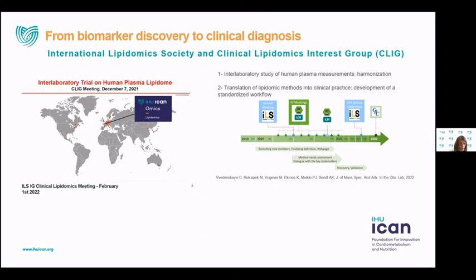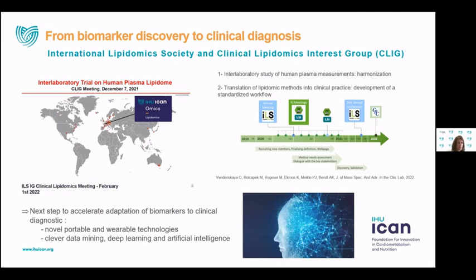translated. And of course, the next step to accelerate the adaptation of these biomarkers to clinical diagnostic will be to improve technological tools, such as to have them more portable and wearable, but also to use data mining and artificial intelligence for these approaches.